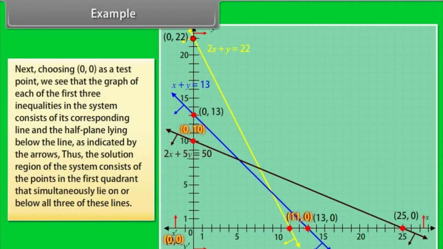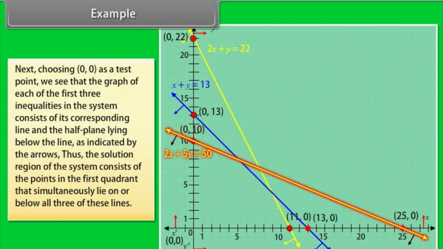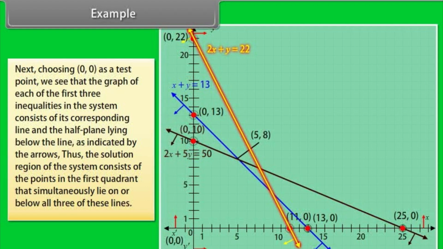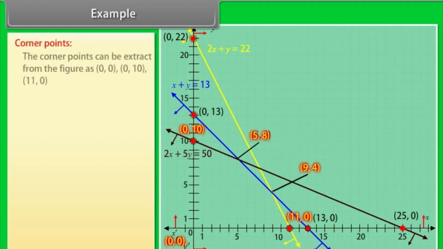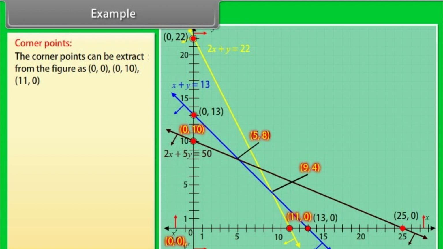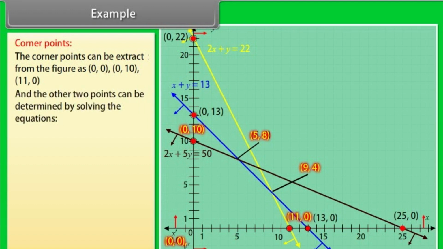Next, choosing 0, 0 as a test point, we see that the graph of each of the first three inequalities in this system consists of its corresponding line and the half-plane lying below the line, as indicated by the arrows. Thus, the solution region of the system consists of the points in the first quadrant that simultaneously lie on or below all three of these lines. Let's find the corner points. The corner points can be extracted from the figure as 0, 0, 0, 10, 11, 0, and the other 2 points can be determined by solving the equations.